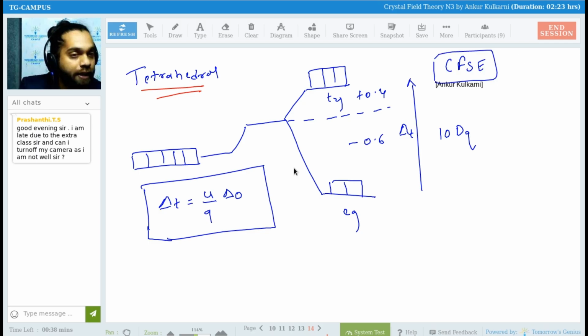Whatever we have done for octahedral, you have to do it for tetrahedral also. Okay. Now come on, the last one. Look over here. The last one.